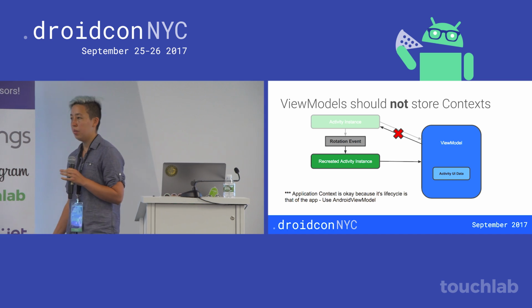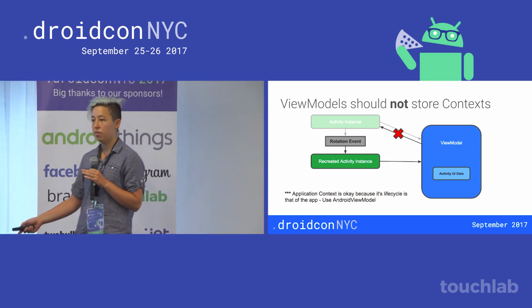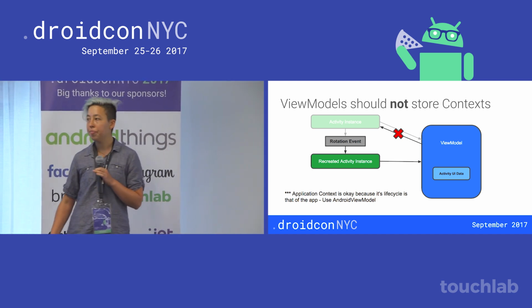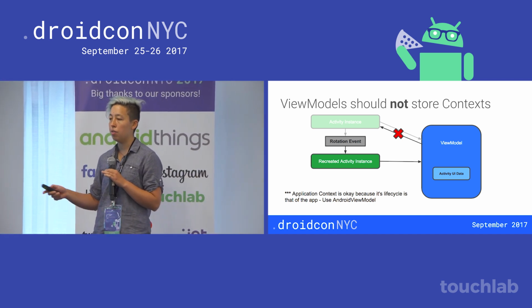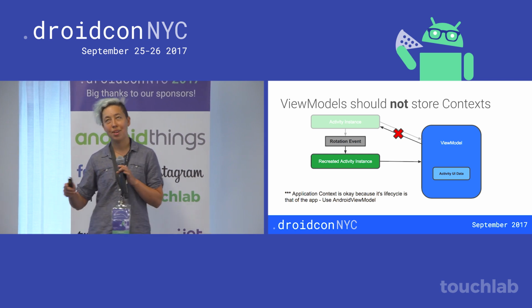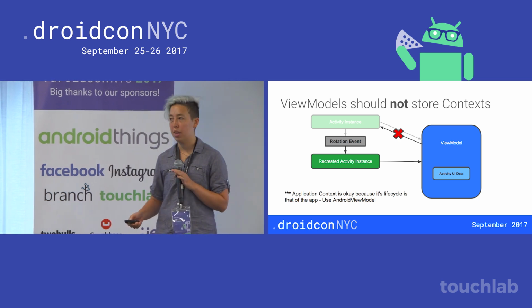Okay, and as a little bit of a side note, having an application context within a view model is okay because its lifecycle is the whole app, so you won't end up referencing a context that's dead. And in fact, if you want to do this, you could just use the subclass of view model called AndroidViewModel, which already provides you an application context to use.